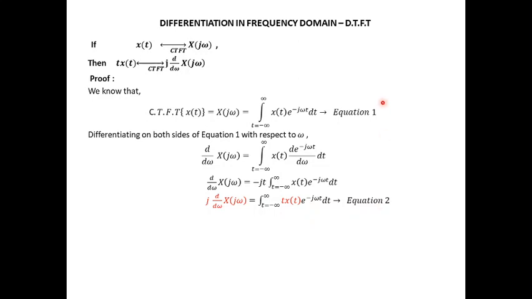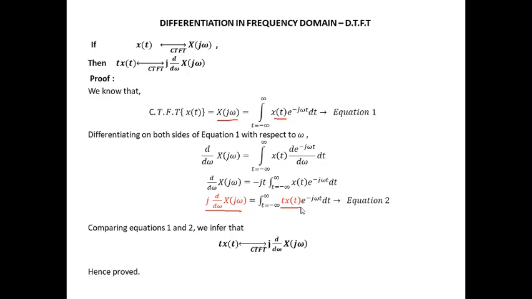Now again you compare equation 1 and 2. When you compare equation 1 and 2, if x of j omega is the Fourier transform of x of t, then j d by d omega of x of j omega will be the Fourier transform of t into x of t. So that is a proof. Comparing both, we can write it like that. Hence proved.